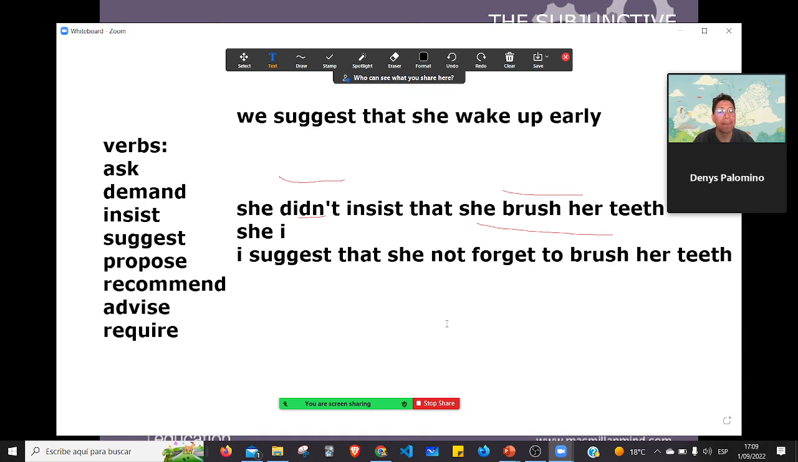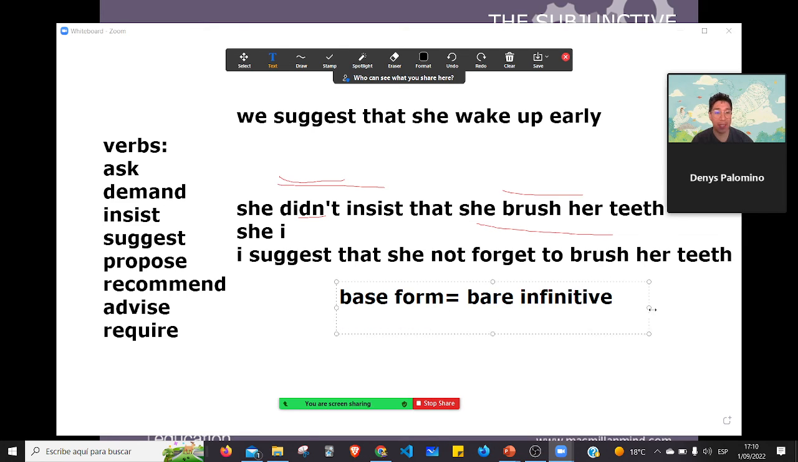In the first sentence, we're talking about the past. But in the second part, we don't change the verb. No. Always in the base form, verb infinitive. Okay. Yeah, base form. Lo que normalmente conocemos nosotros como forma base, base form, se conoce con el nombre de verb infinitive en lingüística. Ok, so base form o verb infinitive, si lo buscas en Google. Eso es todo. Ok, entonces los verbos que tenemos son ask, demand, insist, suggest, propose, recommend, and require.